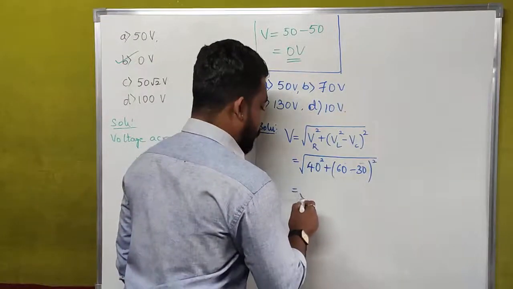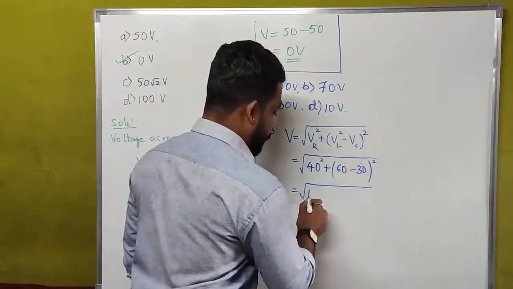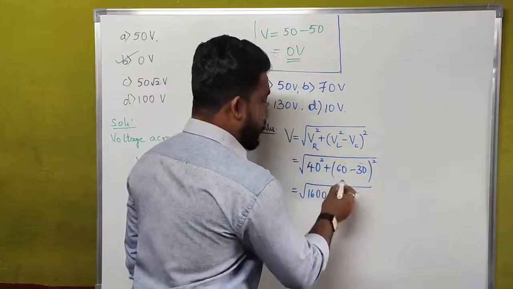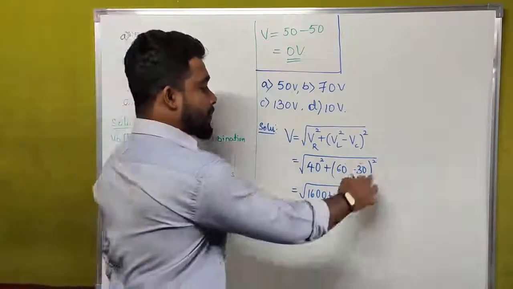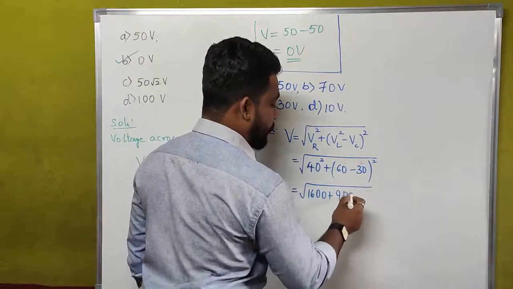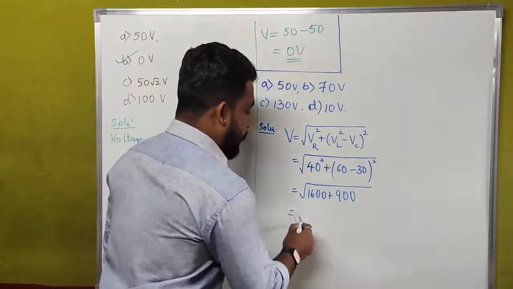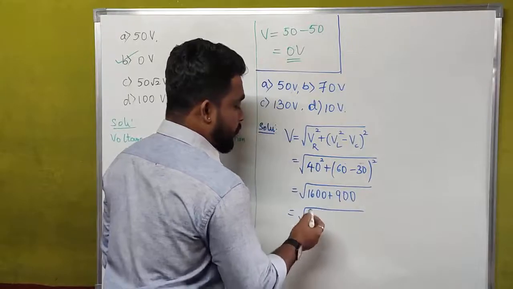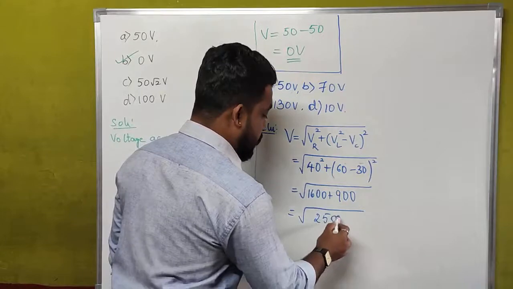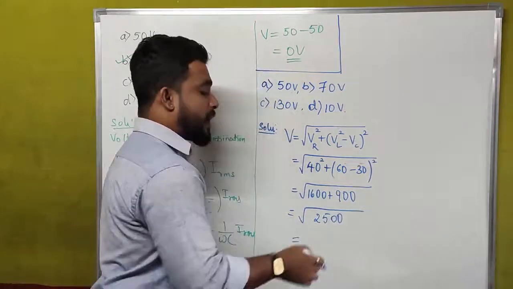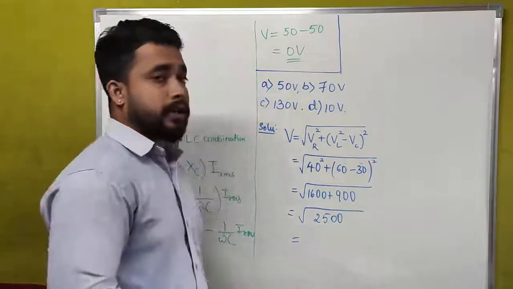Next, what is the value of 40 square? 40 square is 1600. Here we have 60 minus 30, which is equal to 30. 30 square is 900. If we add these two, 1600 plus 900 is equal to 2500. What is the value of square root of 2500? Square root of 2500 is equal to 50.